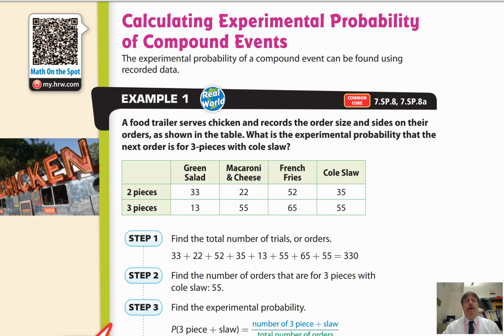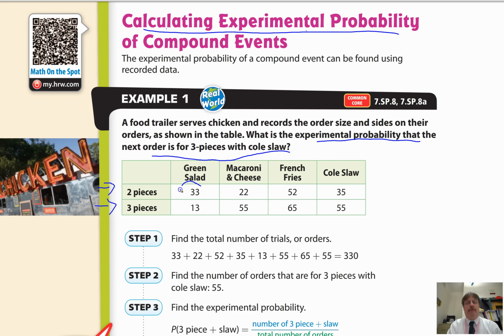If we look at experiment 1 here, we're going to calculate the experimental probability of a compound event. A food trailer serves chicken and records the order size and sides on their orders as shown in the table. What is the experimental probability that the next order is for 3 pieces with coleslaw? So we have two-piece chicken, 3-piece chicken, and then they can either get green salad with that, a macaroni and cheese, a french fry, or a coleslaw. So as they went through the orders, this is what they came up with.